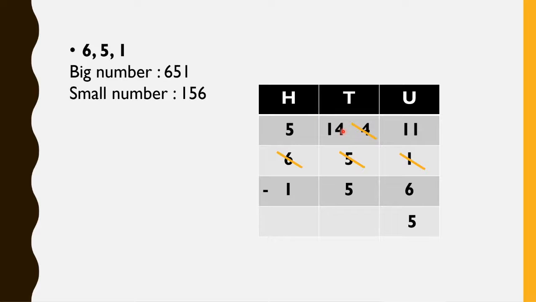So, 14 tens minus 5 tens. The answer is 9 tens. In hundreds place 5 minus 1, 4, that is 400. So the answer is 495.